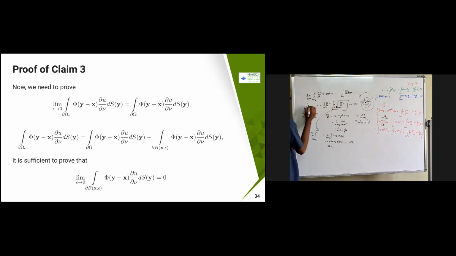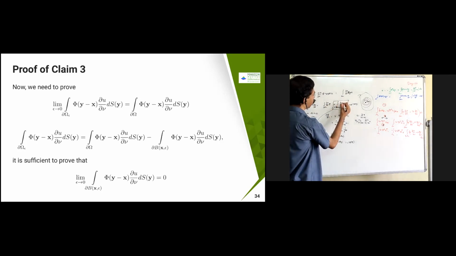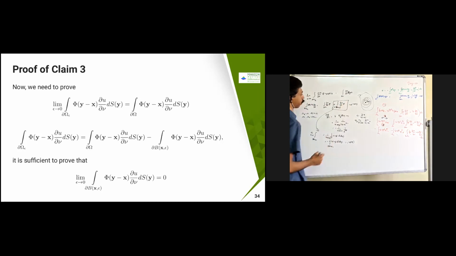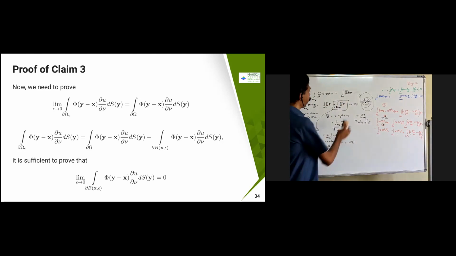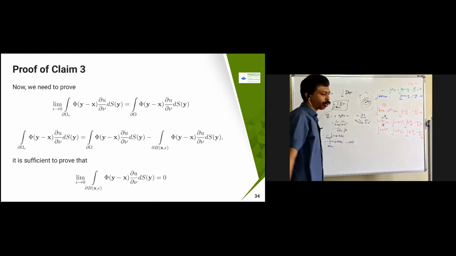I think. Yeah. So what we are going to prove is that pi of y minus x into dou u by dou nu is going to become like u. This is going to become like pi. Again here this is going to become like u and this is going to become like pi. Now what we need to claim is that this one converges to 0.